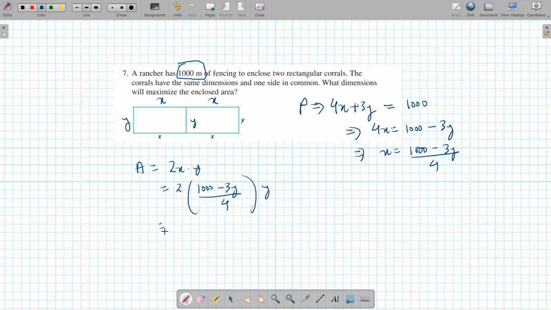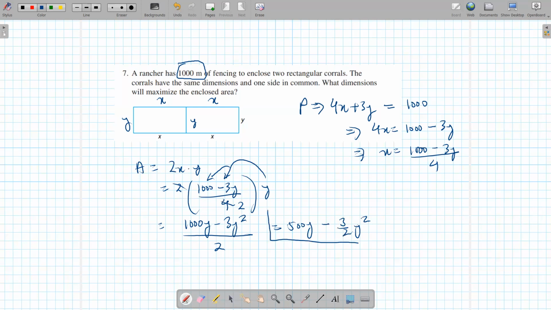You can open the brackets. I guess 2 is gonna go into 4 twice. And then you can FOIL y in there. You get 1,000y minus 3y squared all over 2. Like that. And you can separate them if you want. So 1,000 over 2 is 500y. Minus 3 over 2 is just 3 over 2 y squared. There you go. That's the area function.